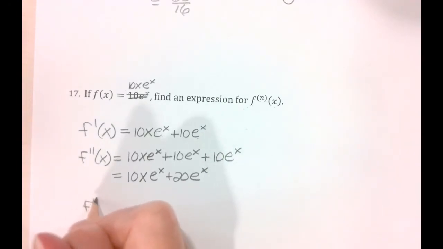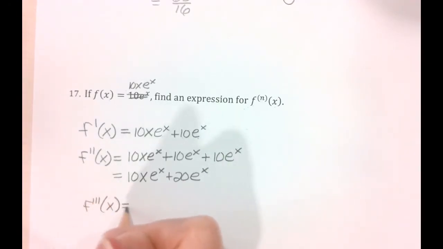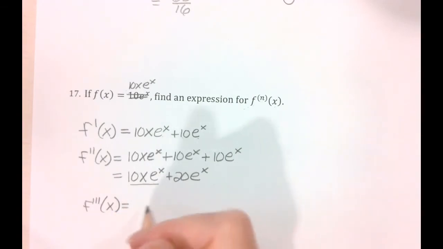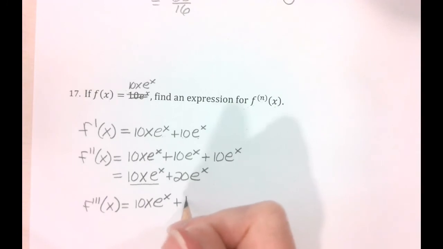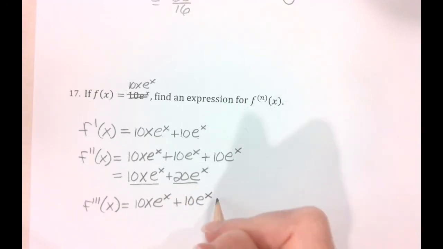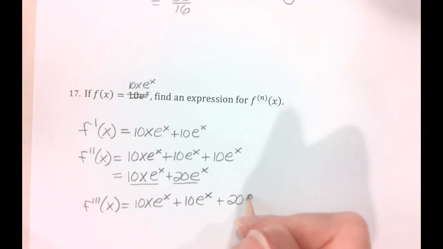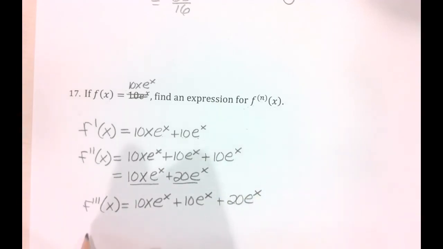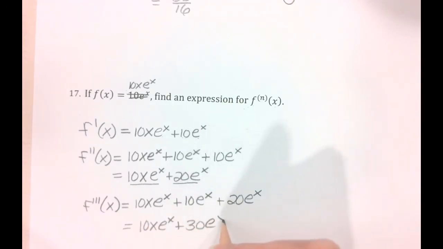The third derivative, again, product rule, so 10x e to the x plus 10 e to the x. Derivative of the 20 e to the x becomes itself. Simplifying, I get 10x e to the x plus 30 e to the x.